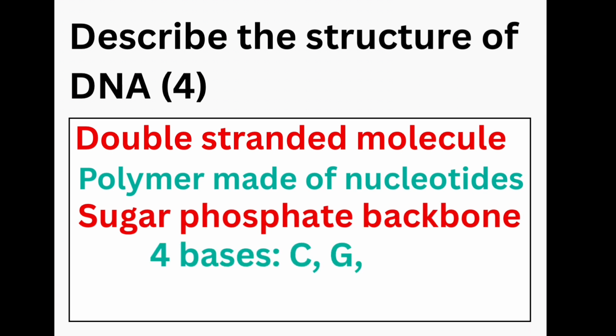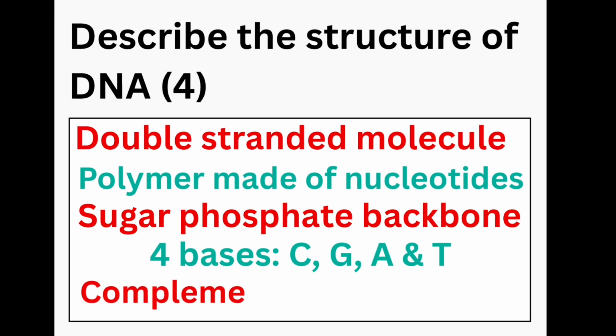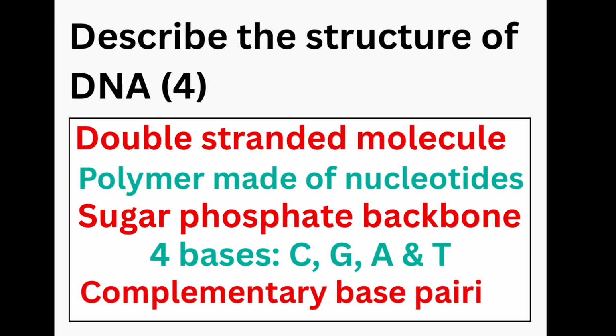You get a mark if you said that DNA contains 4 bases and you mentioned that those bases are C, G, A, and T. And finally, you could also get a point for mentioning complementary base pairing, or that C always pairs with G and A always pairs with T. There are 5 marks available, but you only need 4 of them.